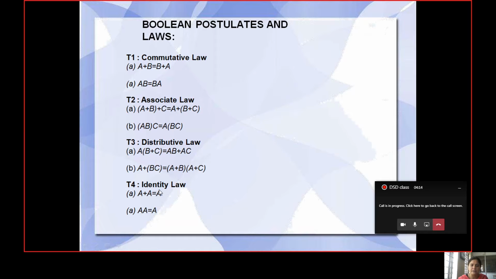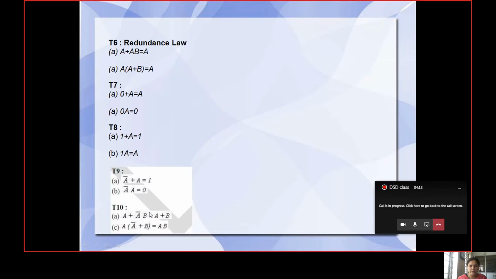Identity law: A plus A is equal to A, and A into A is equal to A. Redundancy law: A plus AB is equal to A, and A into A plus B is equal to A. Next, 0 plus A is equal to A, and 0 into A is equal to 0. In the same way, 1 plus A is equal to 1, and 1 into A is equal to A.